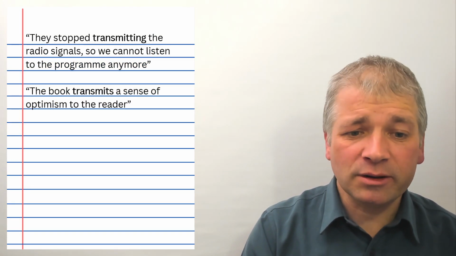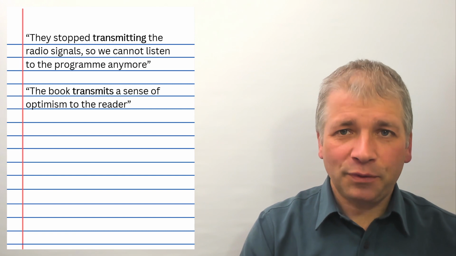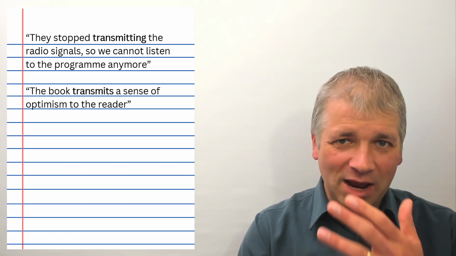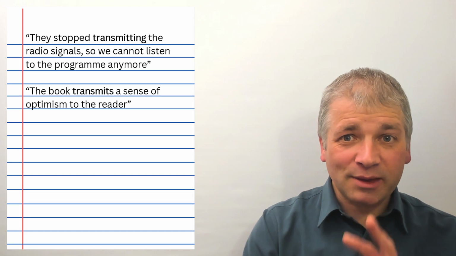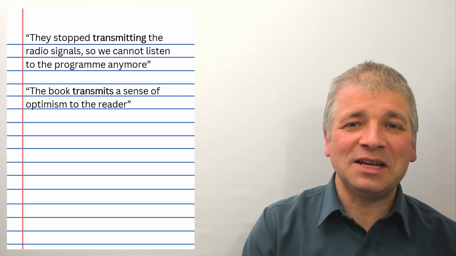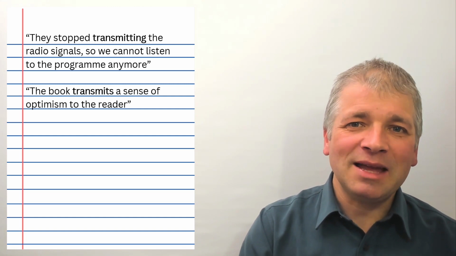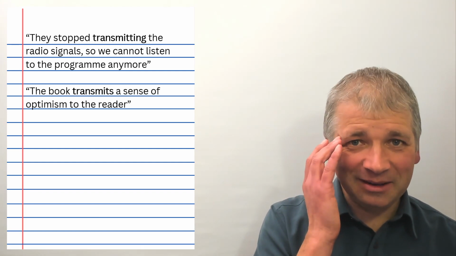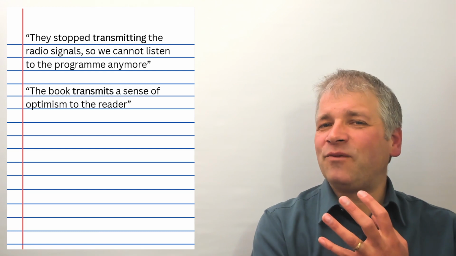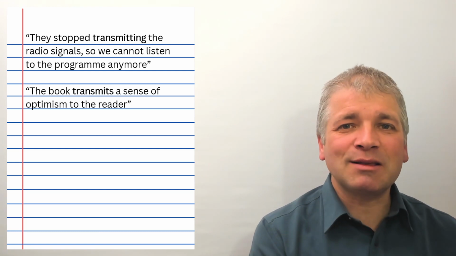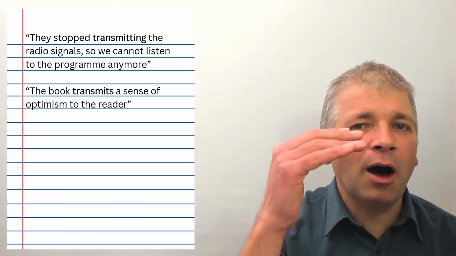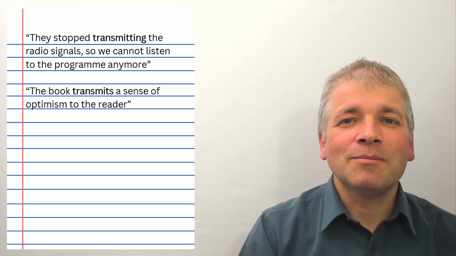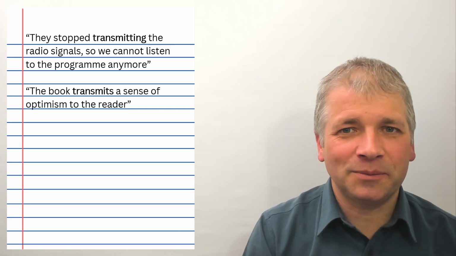They stopped transmitting the radio signals, so we cannot listen to the program anymore. That's the signals passing information in radio, TV sense. The second sense: the book transmits a sense of optimism to the reader. So here, transmit is an idea passing from the page to the reader's mind. It wasn't such a clear thing that you could see it, but it's like a sense passed from the book to the reader, made them optimistic, made them more cheerful.